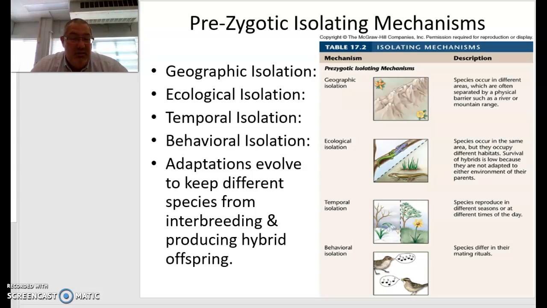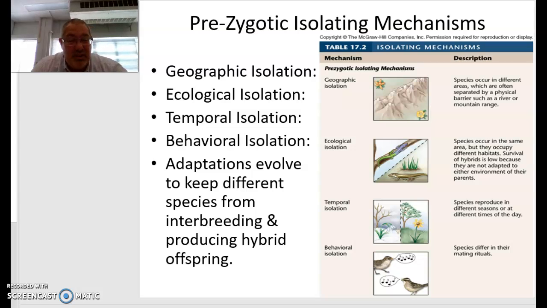Temporal isolation. Two different species live in the same geographic area, but they mate at different times or in different seasons of the year. Different times may be within the same month. Maybe one mates in the first 2 weeks of March and a second species mates the fourth week of March. So there's a difference in the time of the month. One may mate in the spring and a similar species might mate in the fall. So differences in season might occur as well.